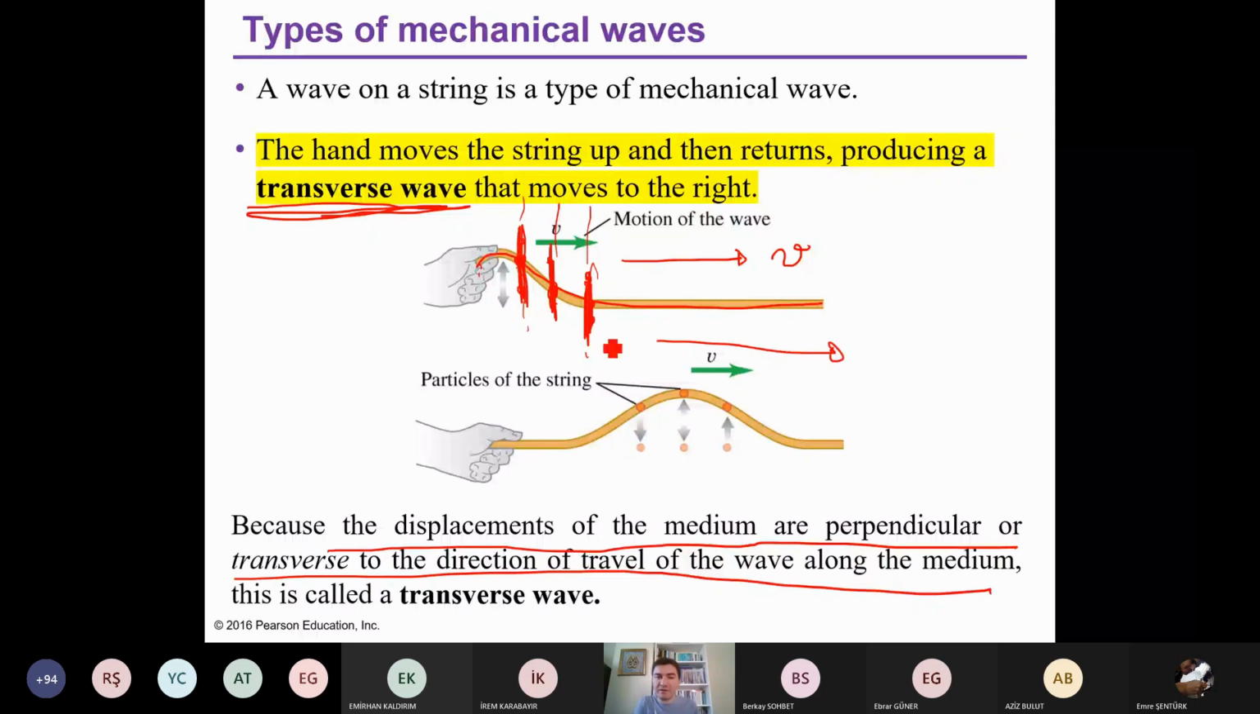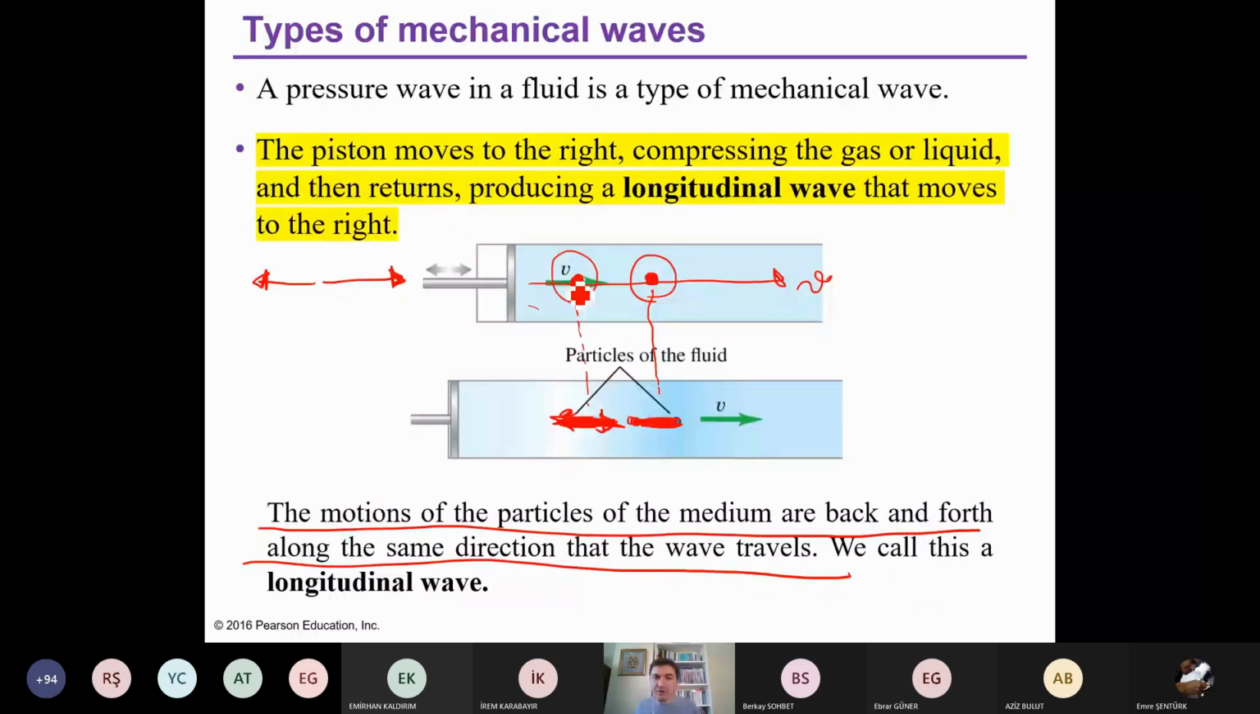But here, in the case of longitudinal waves, this is the motion of the wave, and this is the motion of the particles, and they are in the same direction, okay? The motion of the particles of the medium is back and forth along the same direction that the wave travels. For this reason, we call this a longitudinal wave.